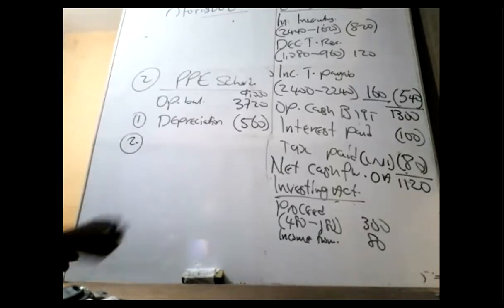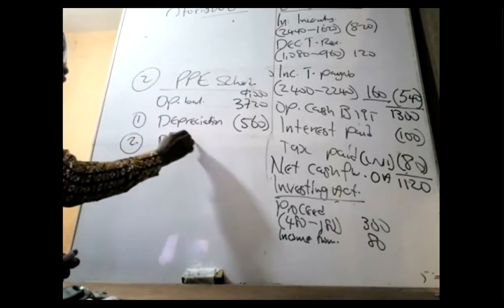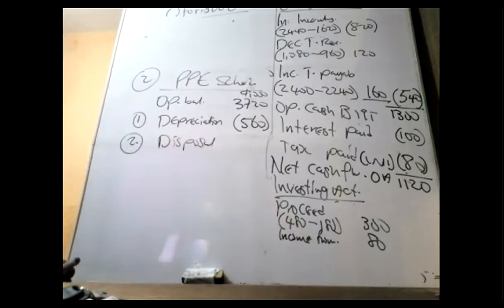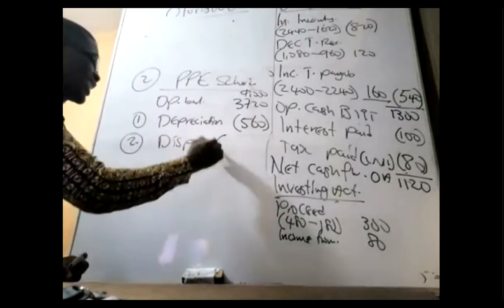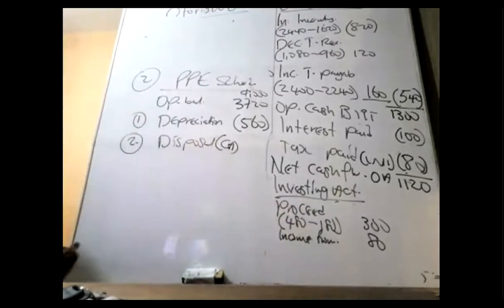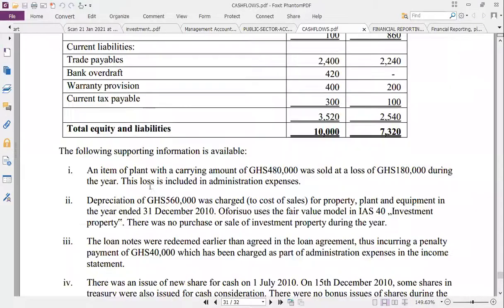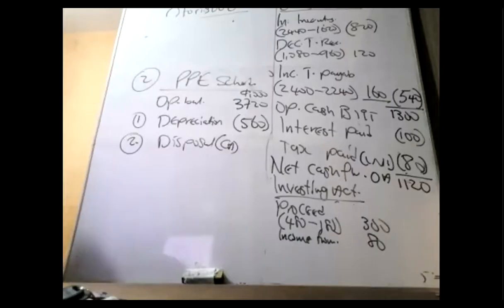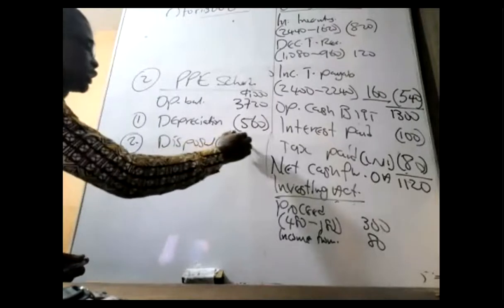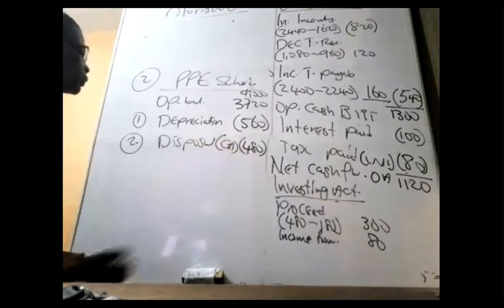Item number 2. Check whether there's a disposal in this question, whether they sold some of these assets. If yes, bring the current amount of the disposed asset. The current amount, not the cost, and not the accumulated depreciation. Let's go and pick the current amount here. For the disposal, the current amount is 480. So 480. Kindly subtract because it's a sale.